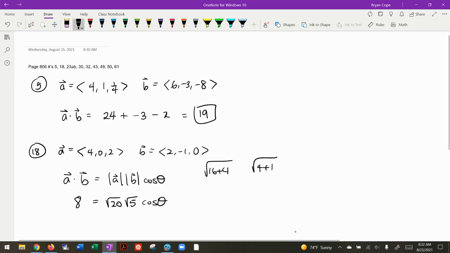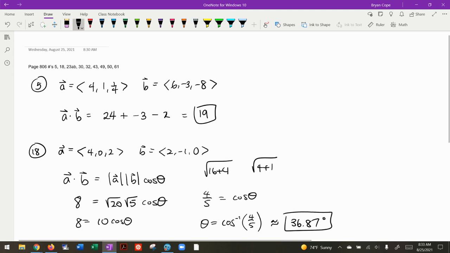So we've got, that's convenient. So that's going to be 10. So we've got 8 equals 10 cosine theta, or 4/5 equals cosine theta. We'll do inverse cosine of 4/5, and we end up with an answer of 36.87 degrees. That's the angle between those two vectors. And that's it. Okay, good. Next is number 23, A and B.